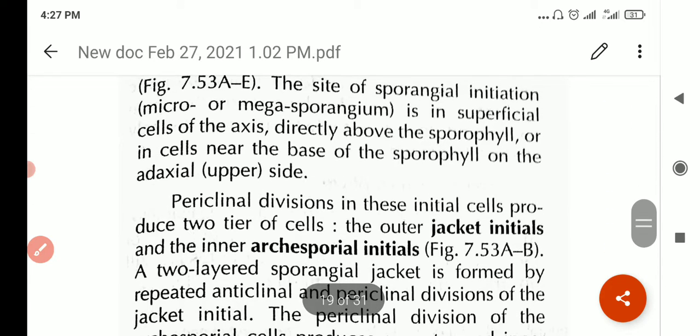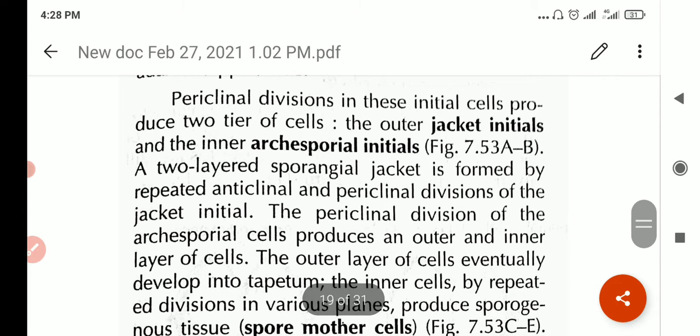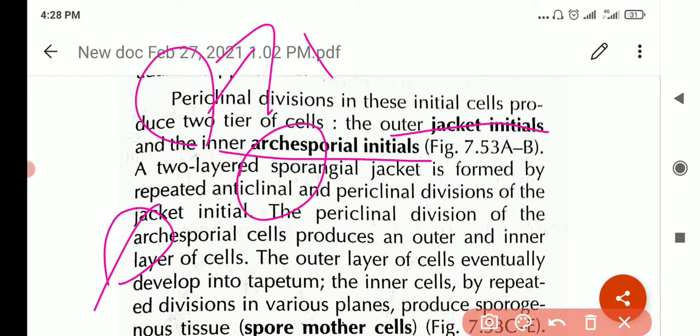We look at the text. The site of the sporangial initiation is in the superficial cells of the axis directly above the sporophyll. Okay, means on the surface of the leaf. Then they will divide periclinally into an outer jacket initial and an inner archisporal initial. From here, like this one and this one, JI and AI.